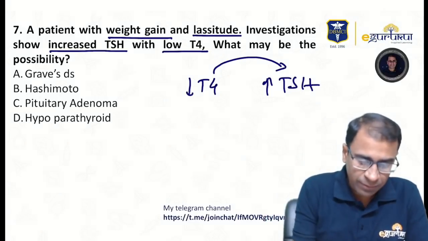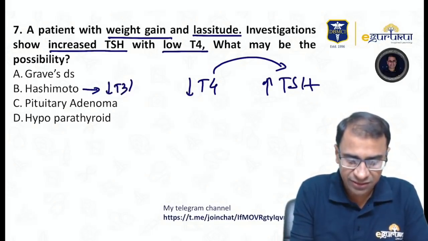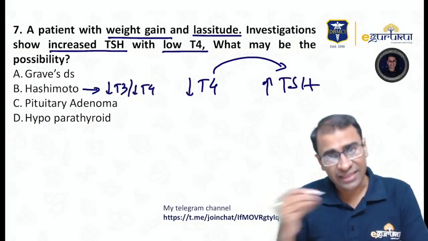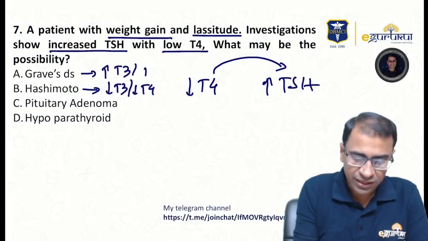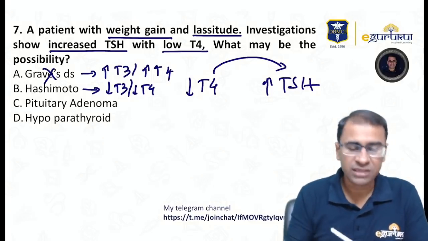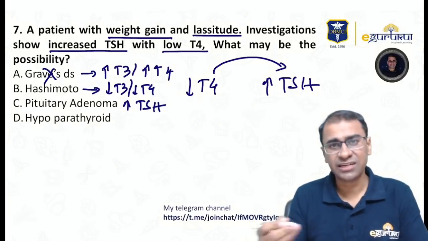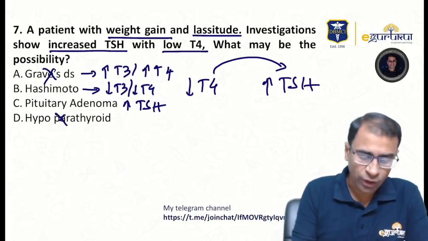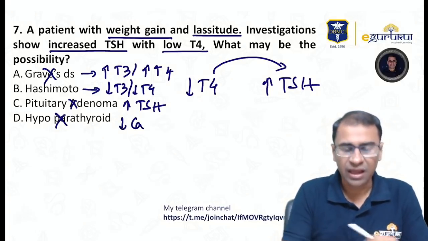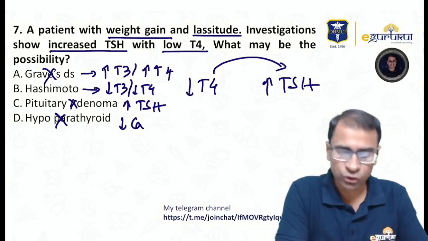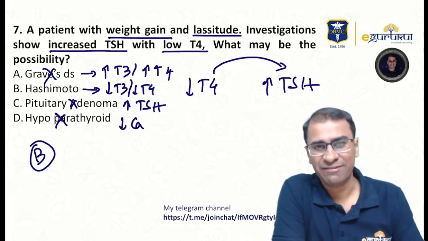That means it can be Hashimoto thyroiditis, which will actually show you decrease in the T3, decrease in T4, and that causes increase in TSH. But a Graves' disease will show you increase in the T3, increase in T4, and hence can't be the answer. Pituitary adenoma will have an increase in the TSH, and hence it can't be the answer. Hypoparathyroid has nothing to do with the thyroid. It basically is just a decrease in the calcium, which is often seen here. And so clearly the answer is Hashimoto. There is no other possibility in the given question.